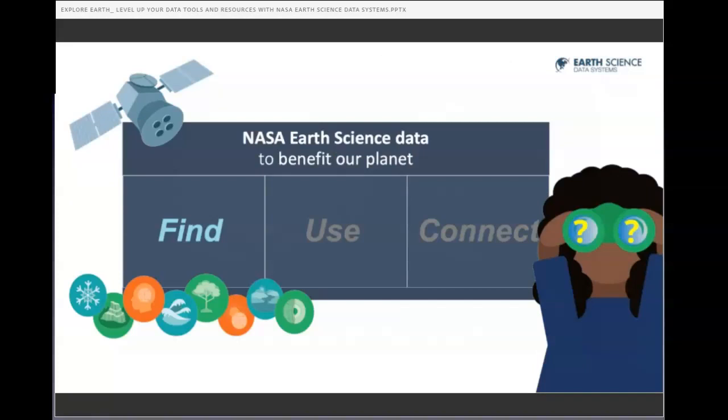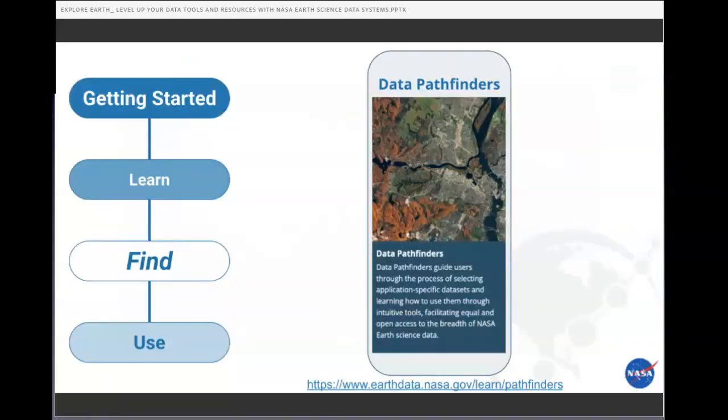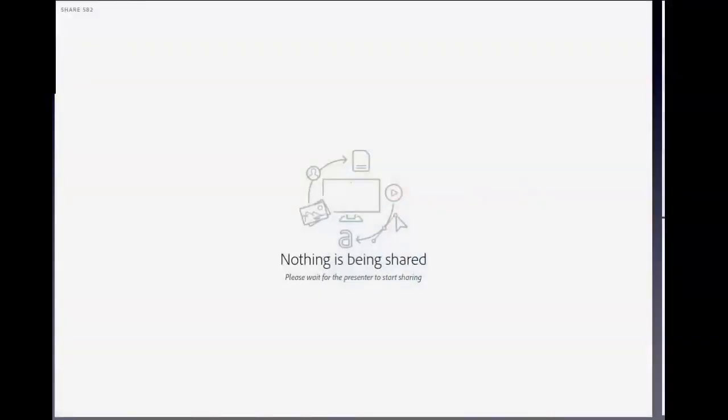We've got it, but how in the world do you find it? Data discovery is one of the big things that people complain about with NASA or science. And so I would be remiss if I didn't share my screen. Can I share my screen? I know time is running. I knew this was going to happen, but that's okay. It is what it is. Let me share my screen with you.